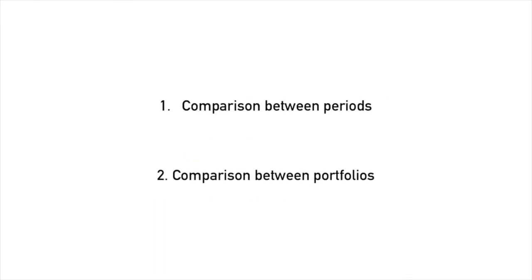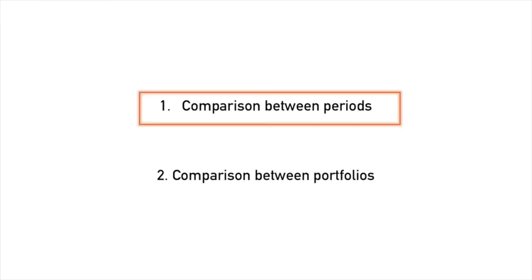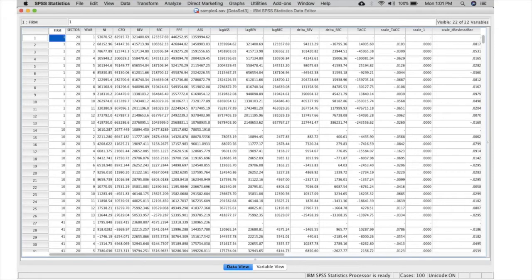Another way of using the output of the modified Jones model is to use it in predicting the level of earnings management of another year or period. We do this through what is typically called an event study. We start by presenting the dataset we are using in our example.